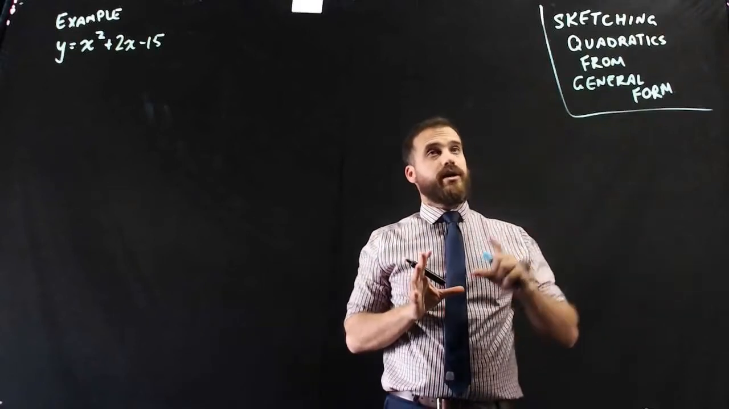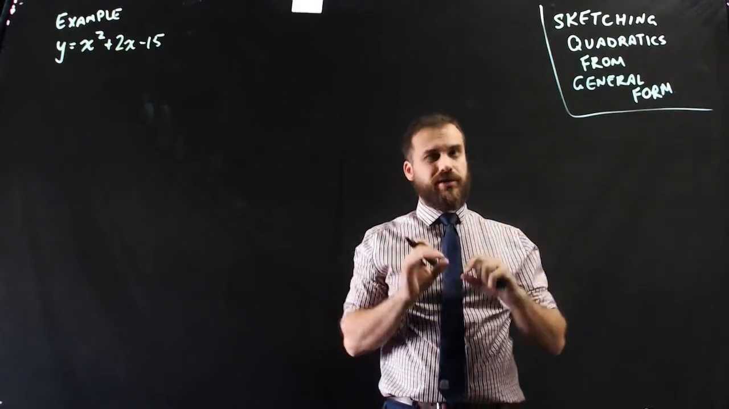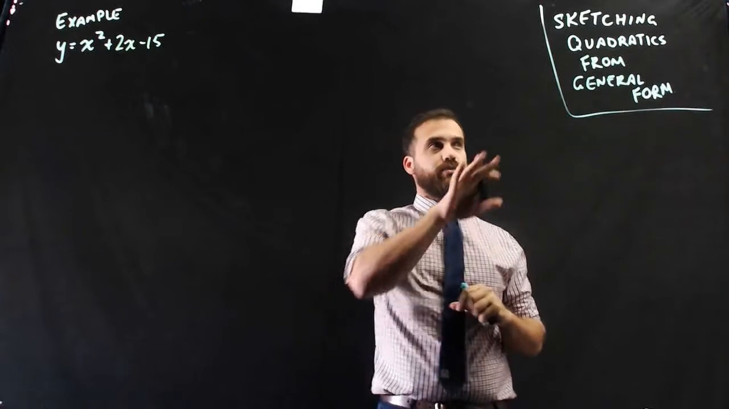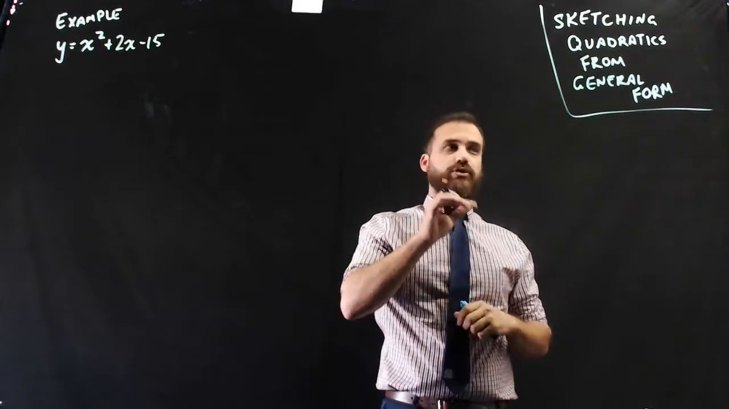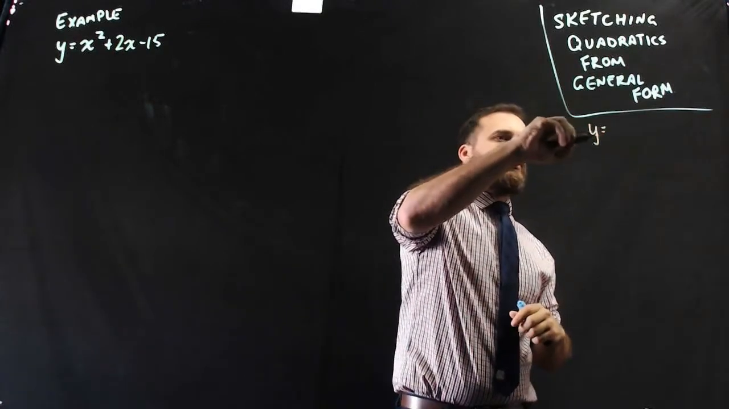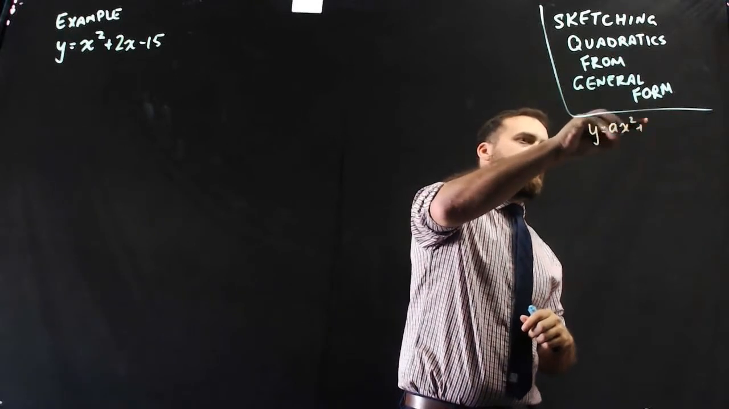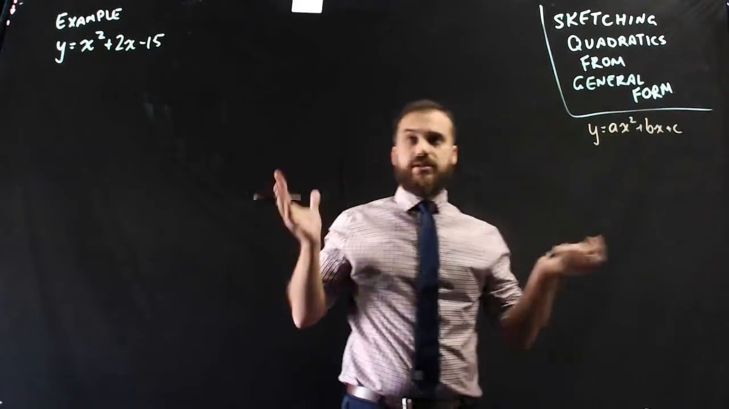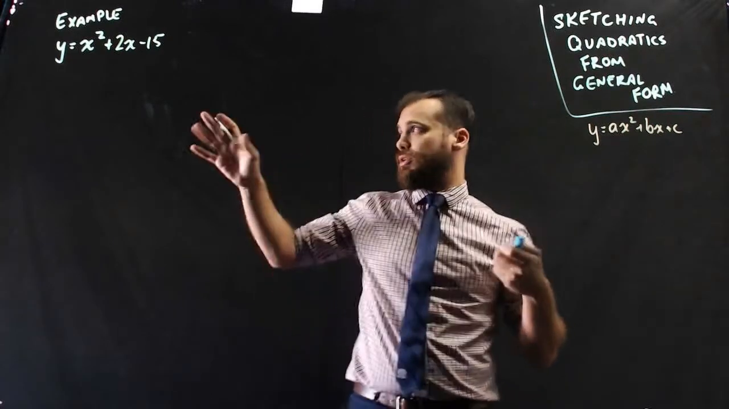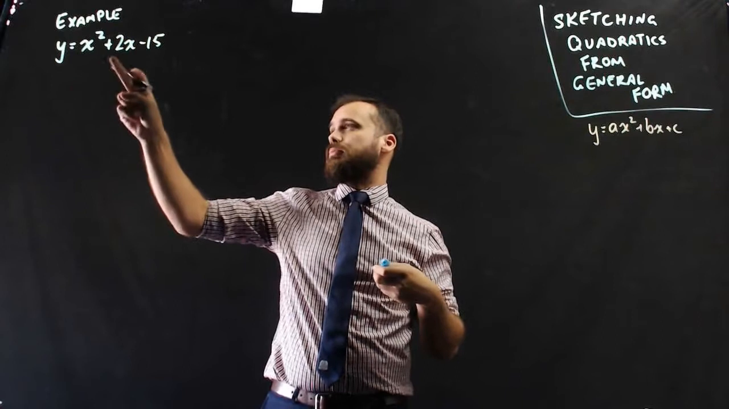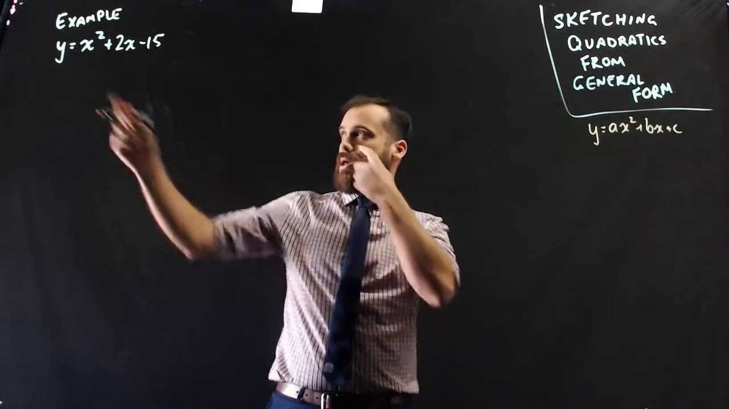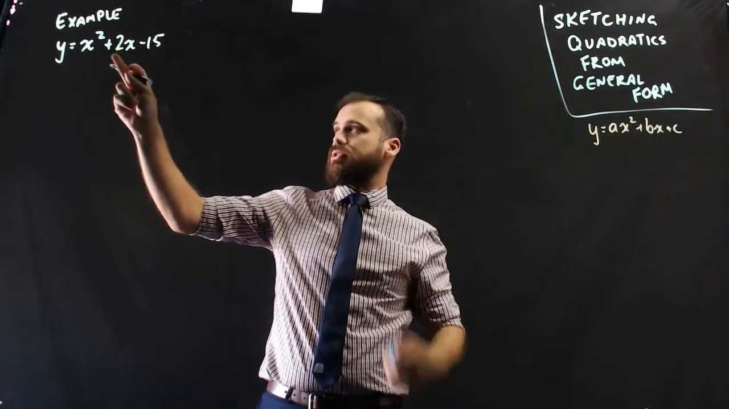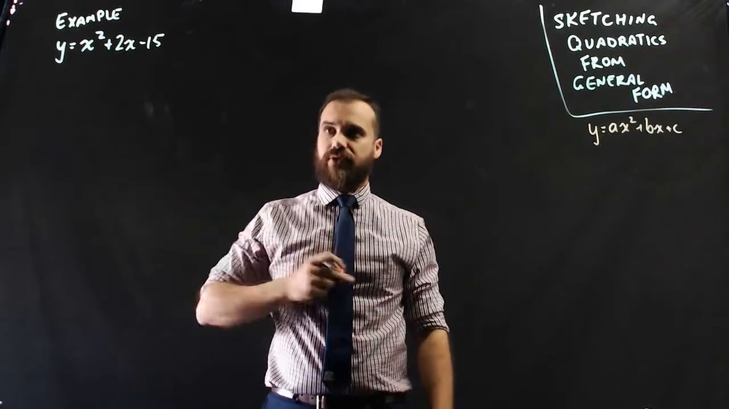Alright, so you've already learned how to sketch quadratics from turning point form. This time we're going to sketch quadratics from the general form. And you should remember that the general form is y equals ax squared plus bx plus c, where a, b, and c are just numbers of some kind. So we've got an example here, y equals x squared plus 2x minus 15. A is 1, b is positive 2, and c is negative 15.